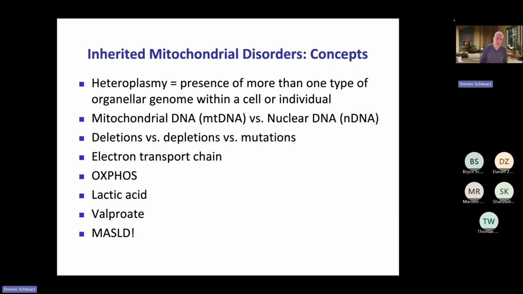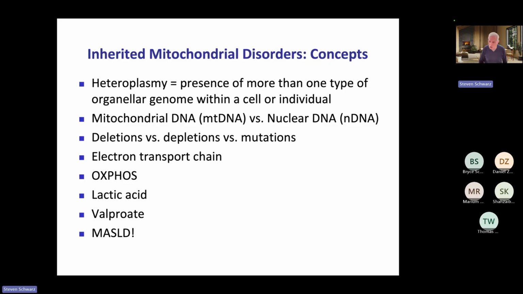We can have mitochondrial DNA deletions, depletions, or mutations. Again, the depletion syndromes in the middle are the most common. This involves the electron transport chain and oxidative phosphorylation. Patients invariably present with lactic acidosis, high serum lactate and LDH levels.